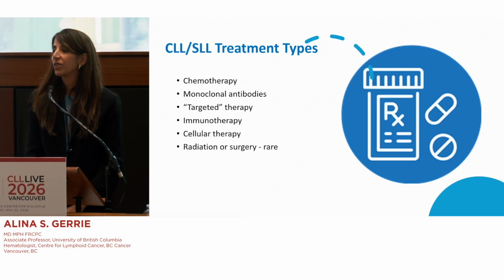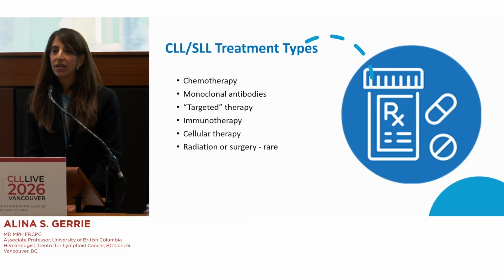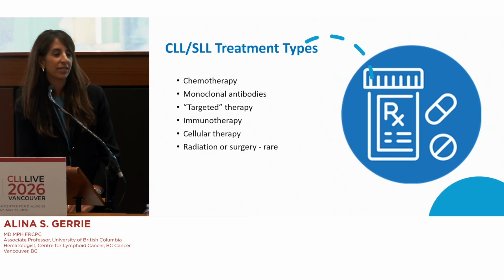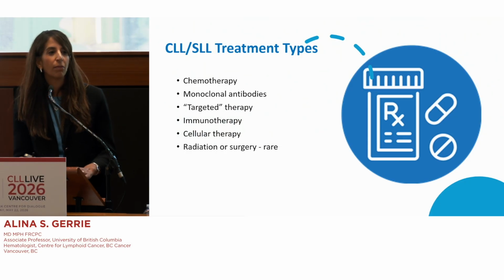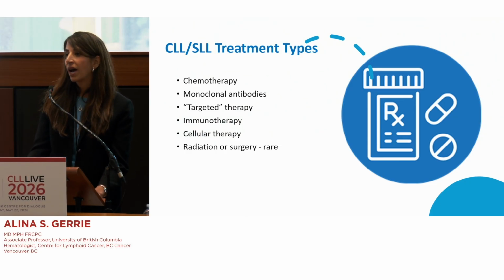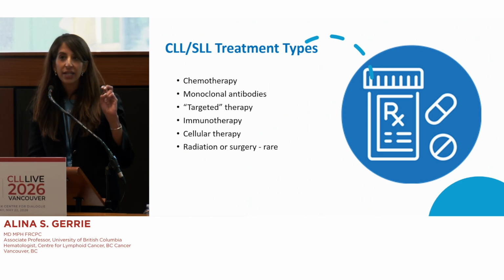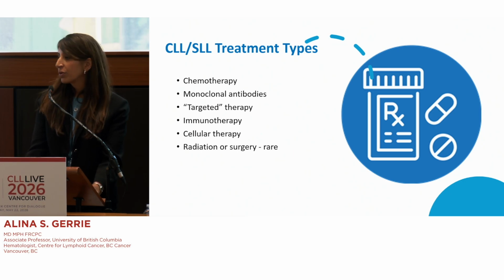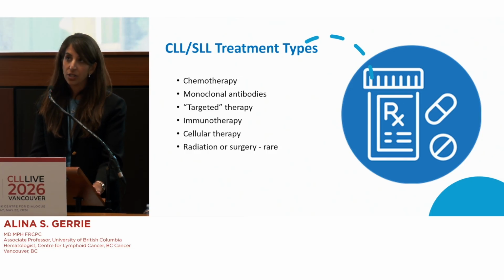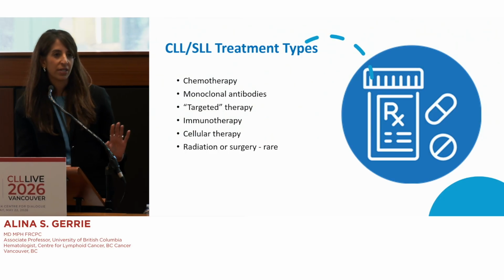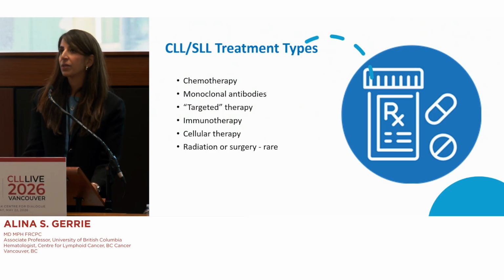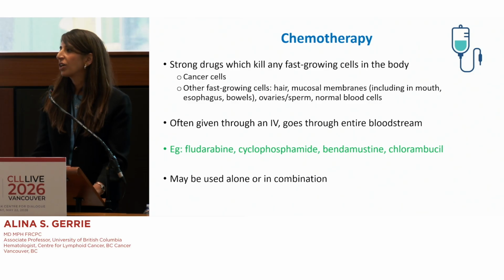So we'll start first with the different CLL treatment types, and we can think of these in broad categories, and Dr. Villa alluded to a number of these. First of all, we have chemotherapy. We have a group of treatment called monoclonal antibodies. We have what we now refer to as more targeted therapy. We have immunotherapy and cellular therapy, and then very rarely in CLL, it's actually used more in SLL, patients might get radiation or surgery, but I'm not going to touch on those. It's very rarely used.